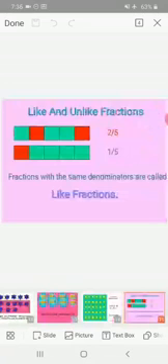Here if you see, two pictures are given and both pictures are divided into 5 parts. In the first picture we have taken 2 out of 5 as red boxes, and in the second picture 1 out of 5 is red, but both are divided into 5 parts. That means these two are like fractions because the denominator is 5.